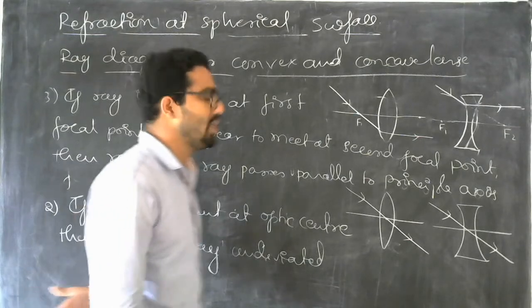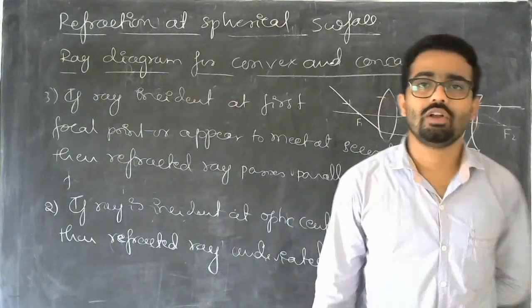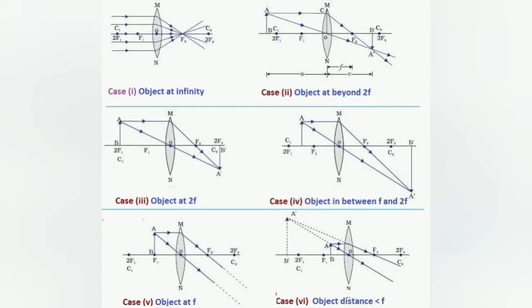So these are the 3 ray diagrams for the concave and the convex lens. Let us also see some image formations in the case of a convex lens. Let's look at the first figure. In the first figure, the rays are coming from infinity. In that case, the image is forming at the second focal point. So the object is placed at infinity, and the image is forming at the focus.